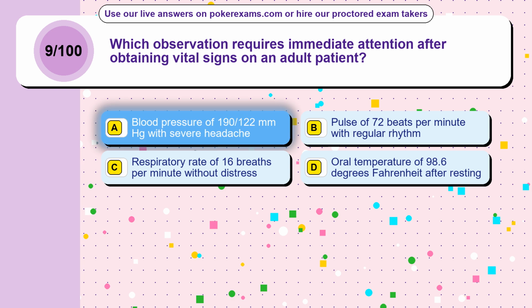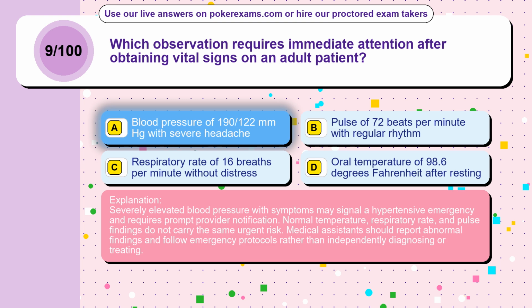The correct answer is option A, blood pressure of 190/122 mmHg with severe headache. Severely elevated blood pressure with symptoms may signal a hypertensive emergency and requires prompt provider notification. Normal temperature, respiratory rate, and pulse findings do not carry the same urgent risk. Medical assistants should report abnormal findings and follow emergency protocols rather than independently diagnosing or treating.